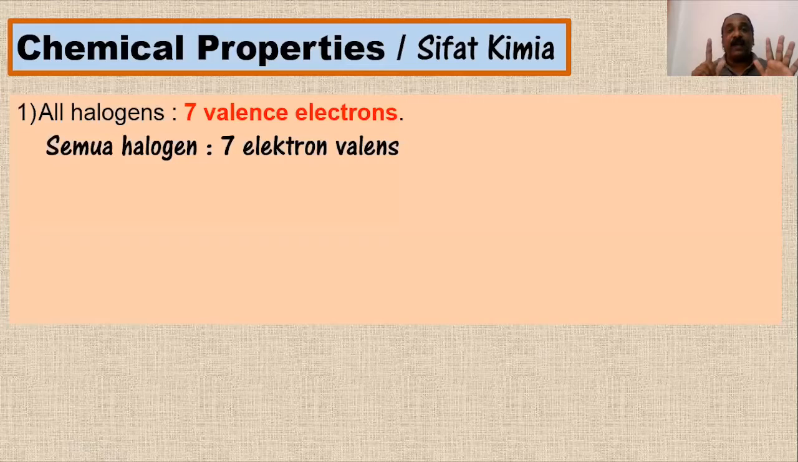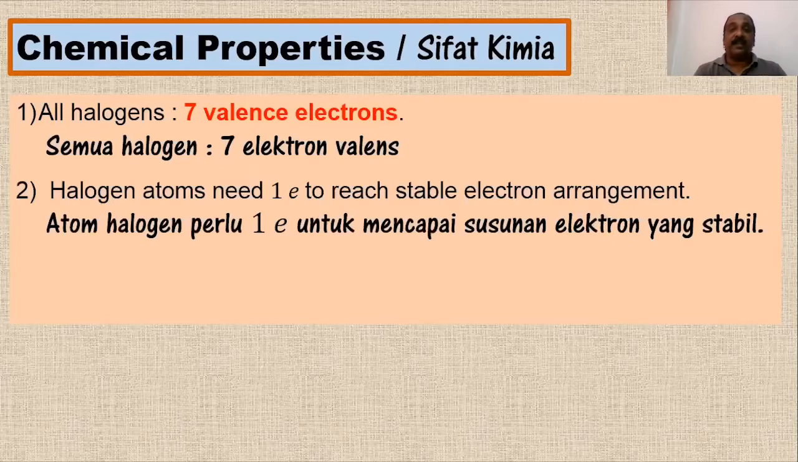With 7 valence electrons, untuk mencapai susunan elektron yang stabil, they need one more. So group 17 members akan terima satu elektron. This electron comes from outside of the atom. They pull it into the valence orbital. So who will attract the electron into the valence orbital?